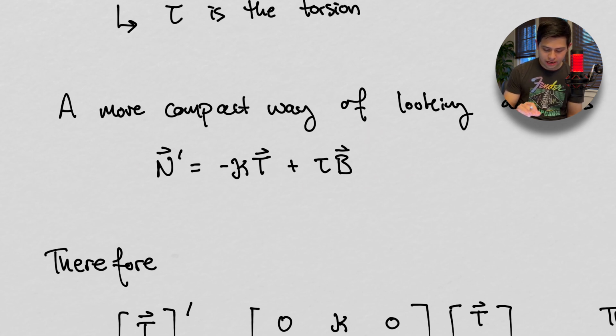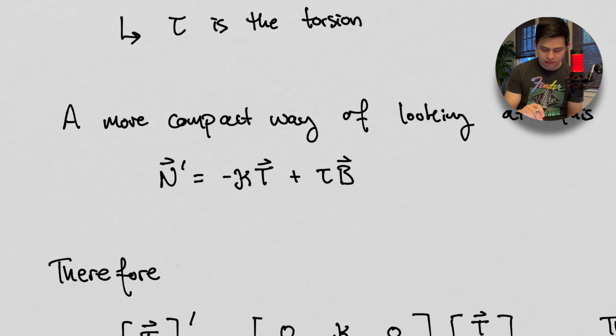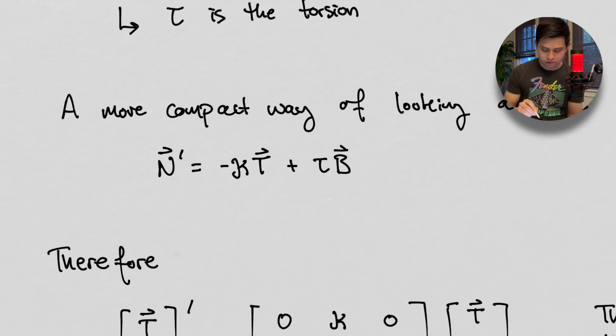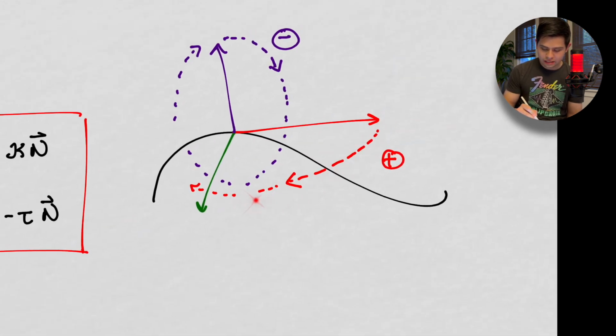So the change in N, if we come back up here, since these are changes in T and B, the change in N is going to be the opposite of how T and B change. If we come back up to this picture, if T rotates this way, we can think of N rotating as well in some opposite direction. And if B rotates this way, then N is also going to rotate this way.